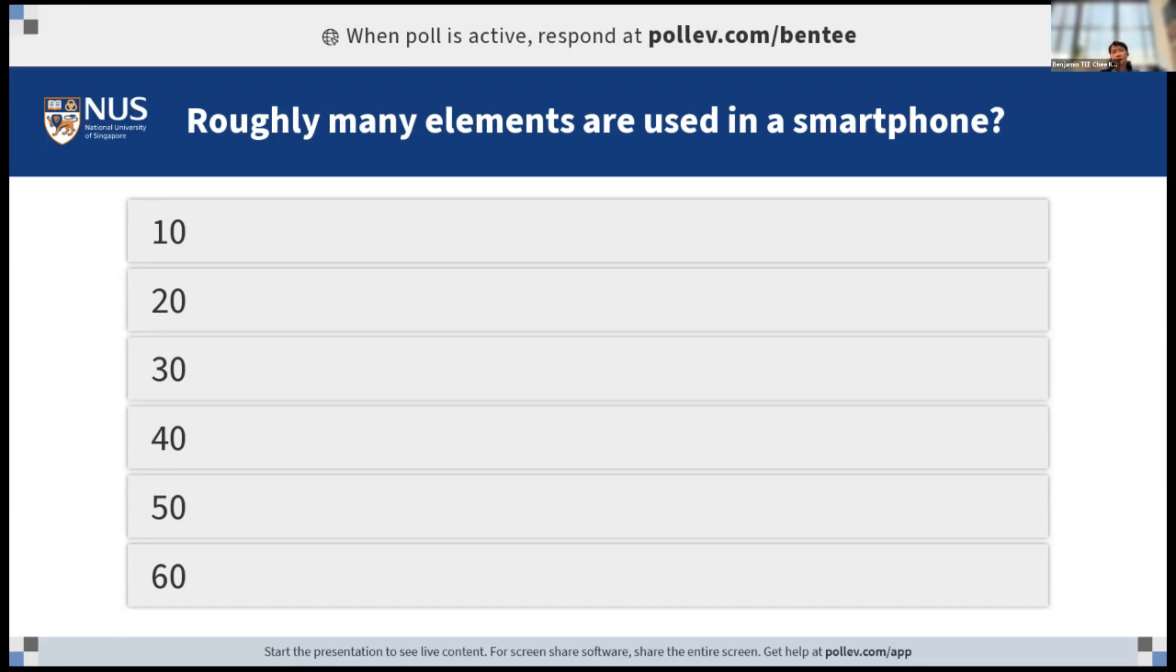Feel free to make a guess. It seems like I hope the poll is activated. Yeah, it should be activated. Okay, so I don't get any responses yet. So there's two possibilities. Either you are probably multitasking, doing something else, or you don't realize I've asked the question.